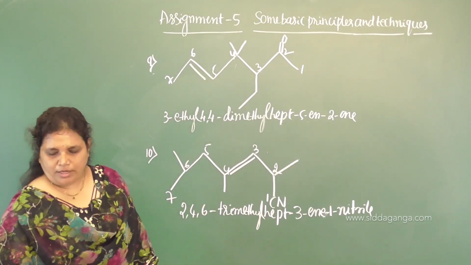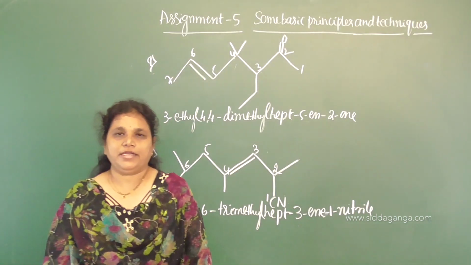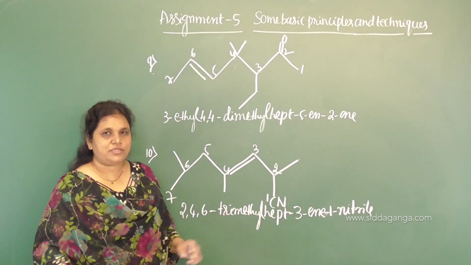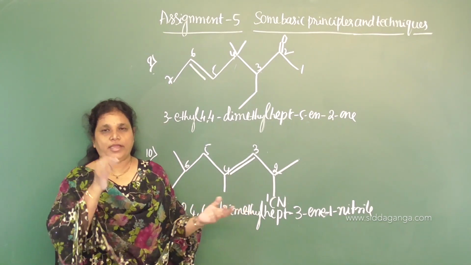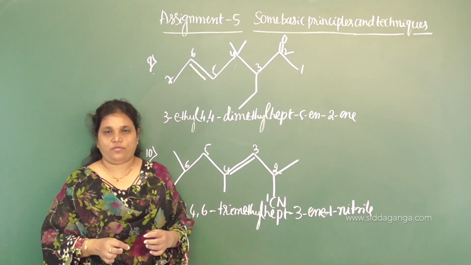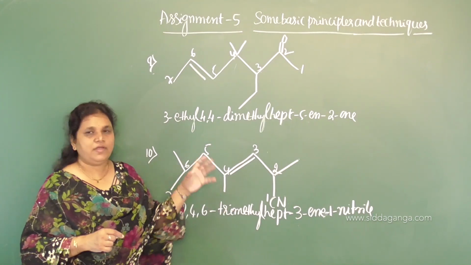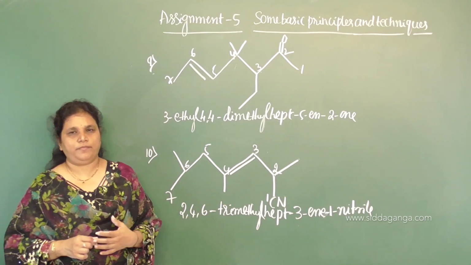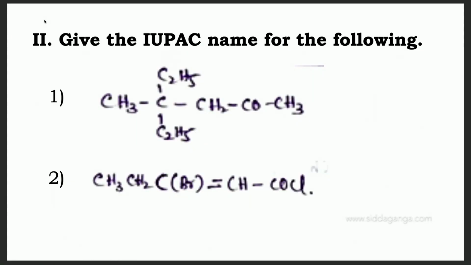Okay. Now, in a bond line formula, the identification of the functional group is very, very important. Once you identify the functional group, then only you can give the IUPAC name. So, very important, you have to identify the functional group and the substituent, whether it is methyl or ethyl. So, you need to practice the bond line formula of the functional groups and try to identify them. Now, move on to the second main question. Give the IUPAC name for the following. Here, instead of bond line, I have given a formula.